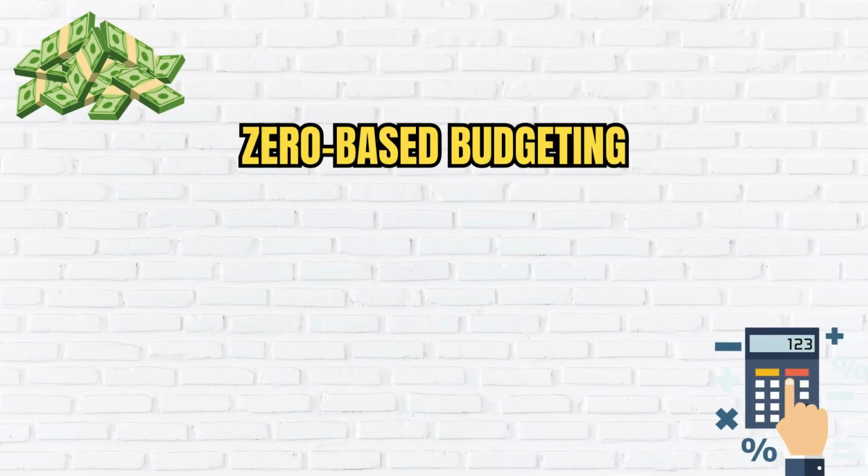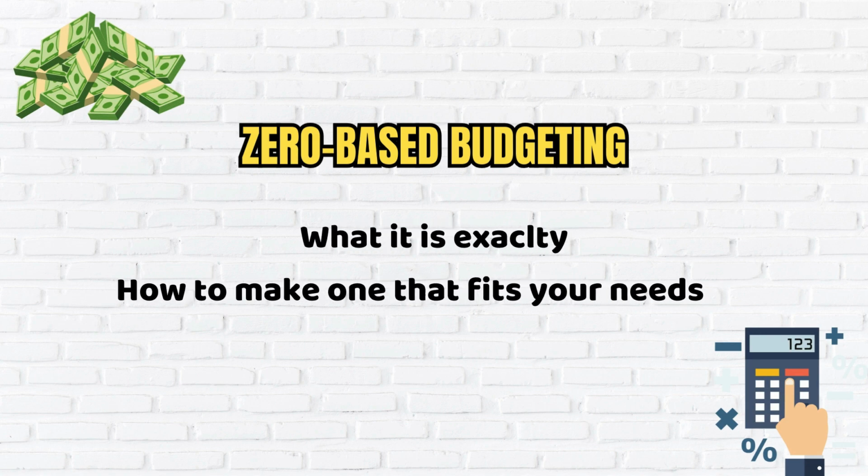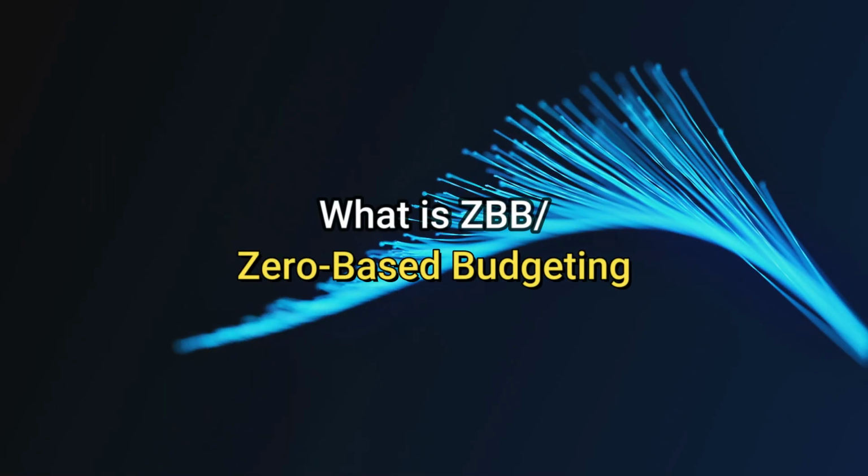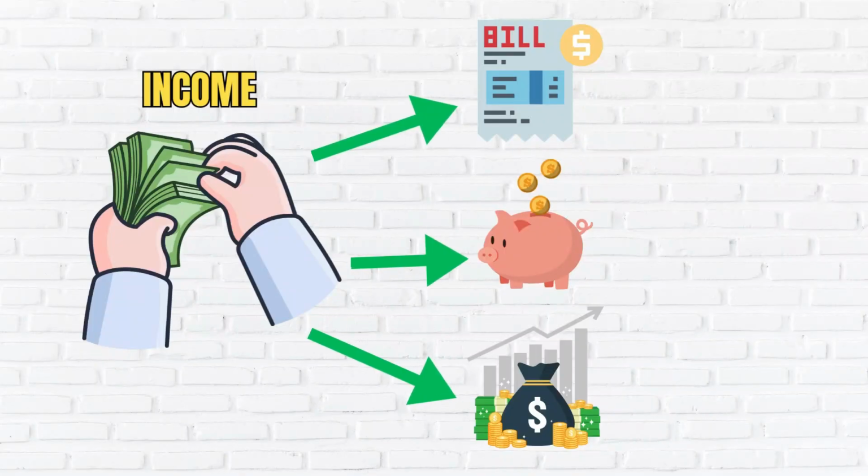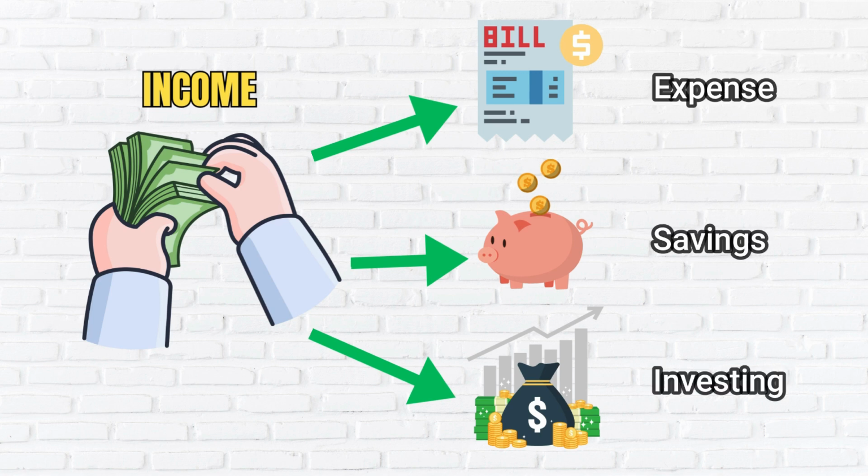Today I'm excited to discuss zero-based budgeting, including what it is, how to make one that fits your needs, and make sure to stick around for the pros and cons at the end. Okay, so for starters, what is ZBB, or zero-based budgeting? The aim of this budgeting approach is to ensure that every dollar in the budget is allocated towards achieving specific objectives or expense, savings, and investing categories.